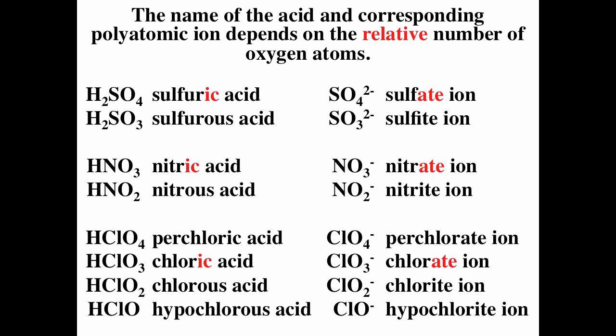And so sulfate has 1 more oxygen than sulfite. Nitrate has 1 more oxygen than nitrite. Chlorate has 1 more oxygen than chlorite. But notice that the chlorate and nitrate have 3 oxygen, while the sulfate has 4 oxygen. And likewise for the ite, chlorite and nitrite have 2 oxygen, while sulfite has 3 oxygen.